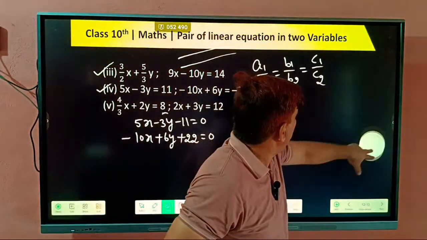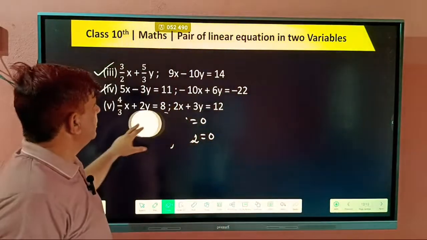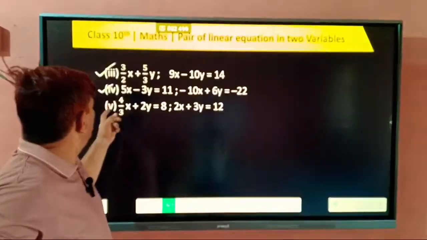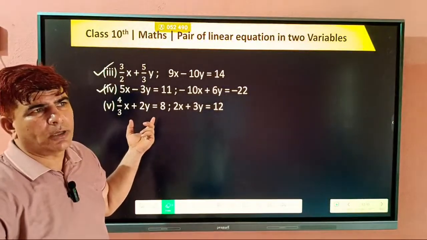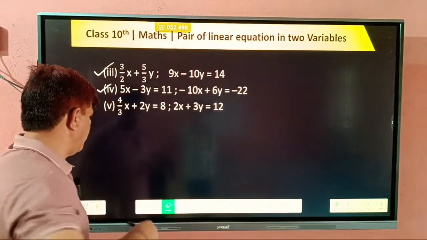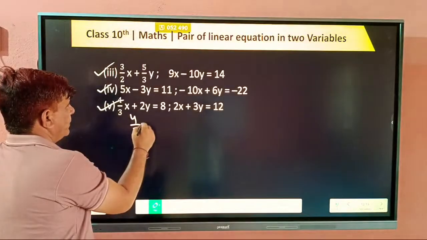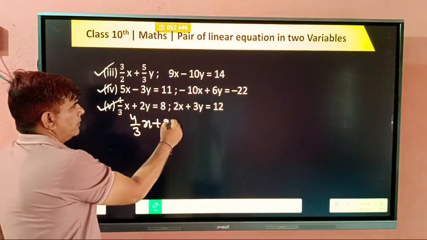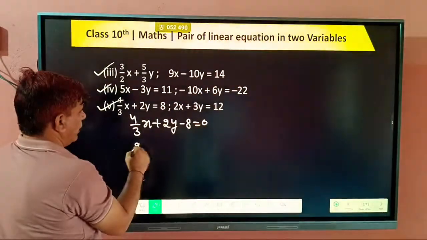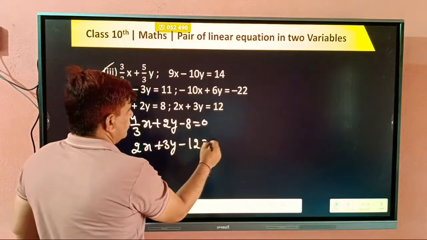Similarly, what can you do for the third part of it? Try to solve it. If you are not able to solve, tomorrow we can start with this. Which part? The fifth part given, the last part of this. Again I can write 4 by 3 x plus 2y minus 8 equal to 0, and 2x plus 3y minus 12 equal to 0.